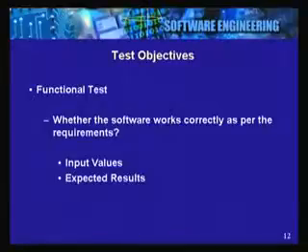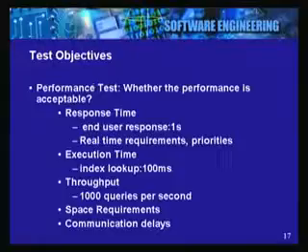The most important objective is to look at the functionality of the entire software. So, one looks at the input values and the expected results. Functional testing is the most important, because you look at the basic functionality, the correctness of the software against the basic functionality expected out of the software. Then you look at the performance, whether the performance is acceptable. Different performance parameters have to be measured and tested against what is expected as per the requirements.